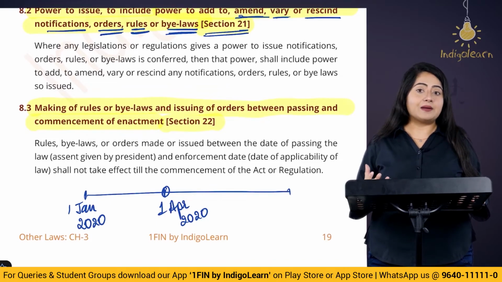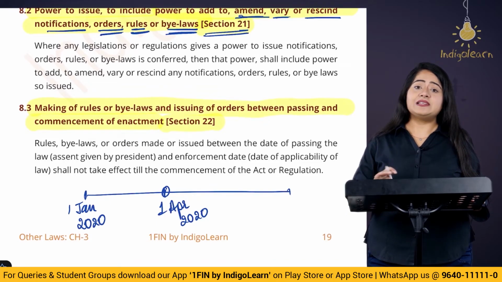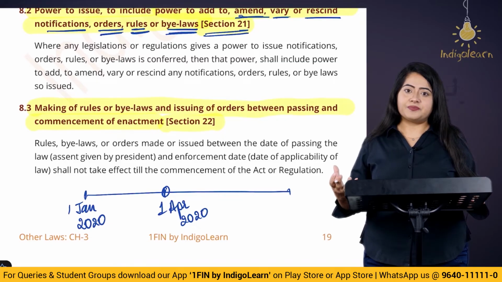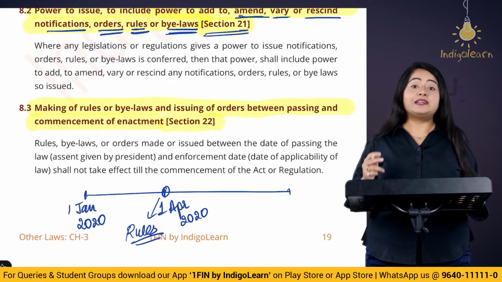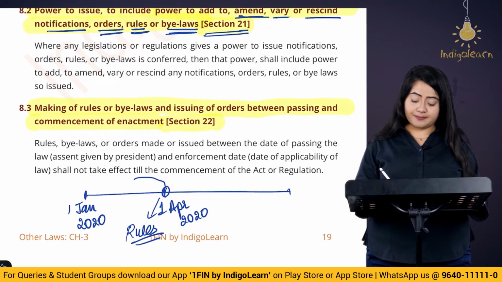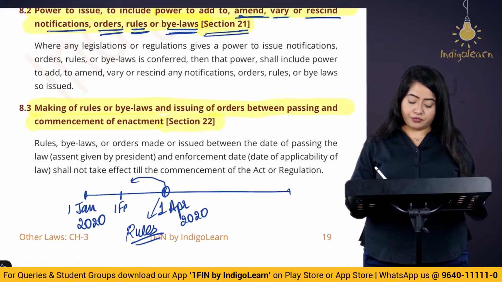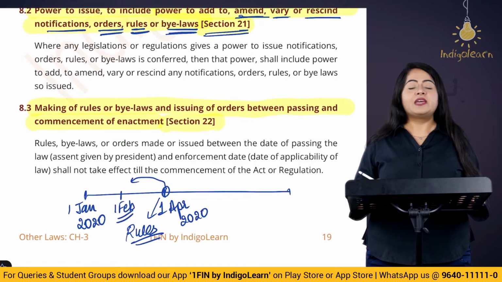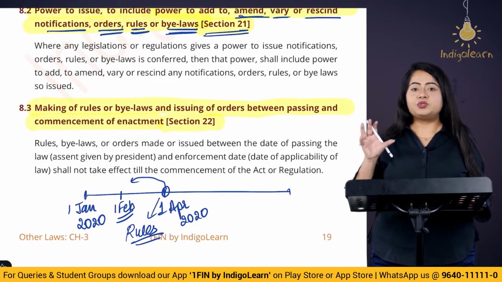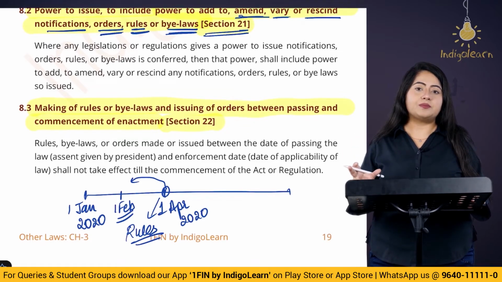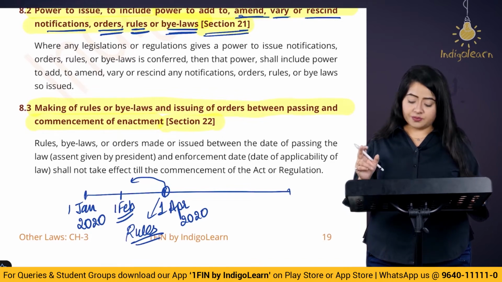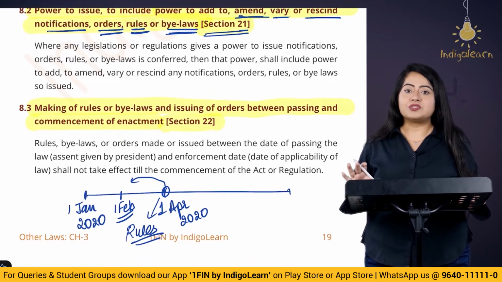Now whenever an act comes into the picture, there are certain rules also that are prescribed with respect to that act. But what happens is that these rules are created and published before the commencement of this act. Let's say these rules are published on the 1st of February of 2020. Now the question is, how are these rules going to be applicable? Whether these rules are going to be applicable from the 1st February or whether they are going to be applicable from the 1st April of 2020.